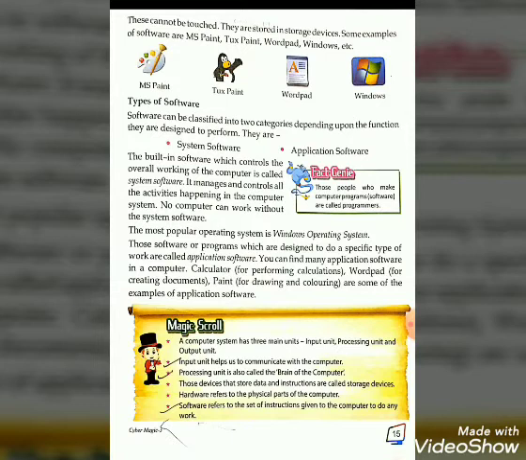Hardware refers to the physical part of the computer. Software refers to the set of instructions given to the computer to do any work.